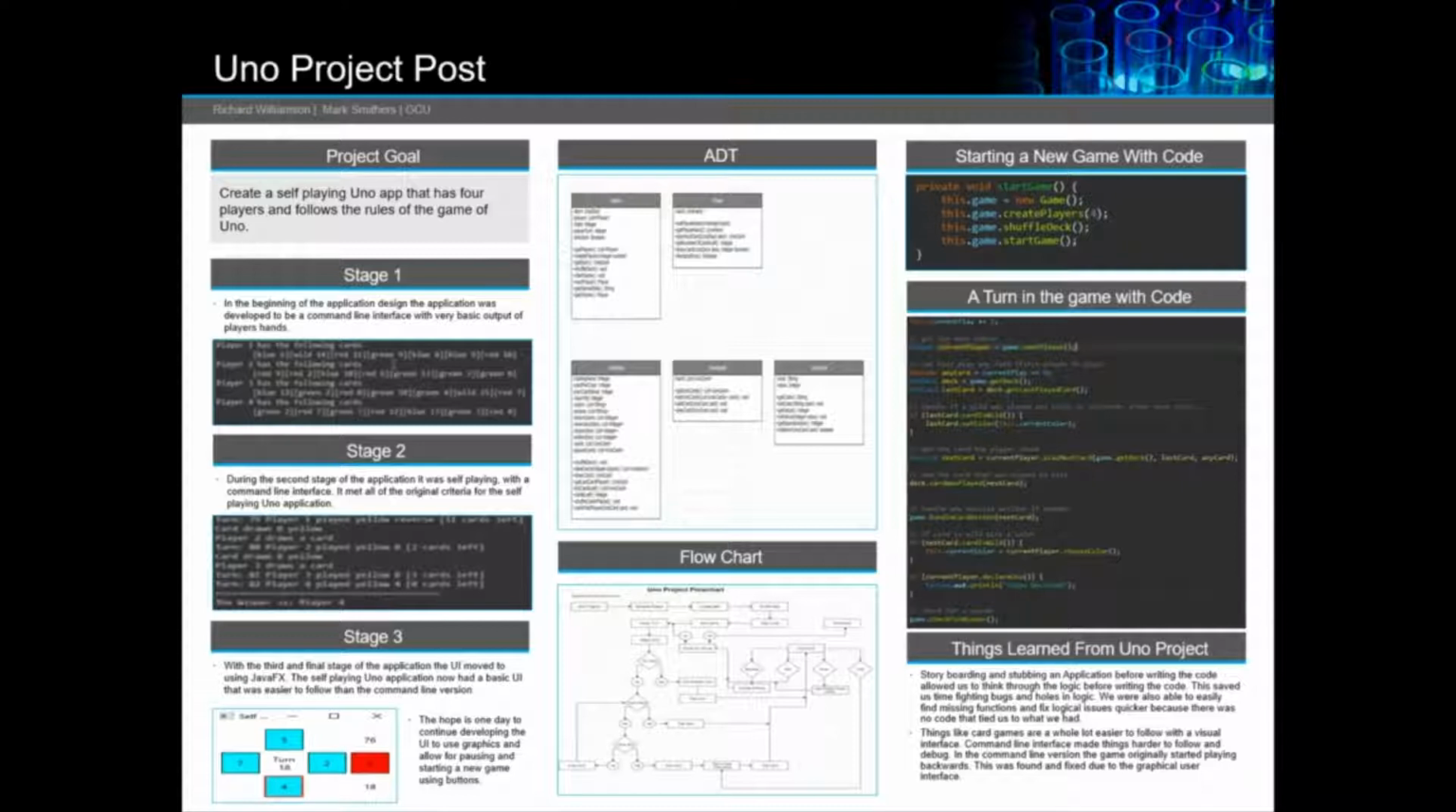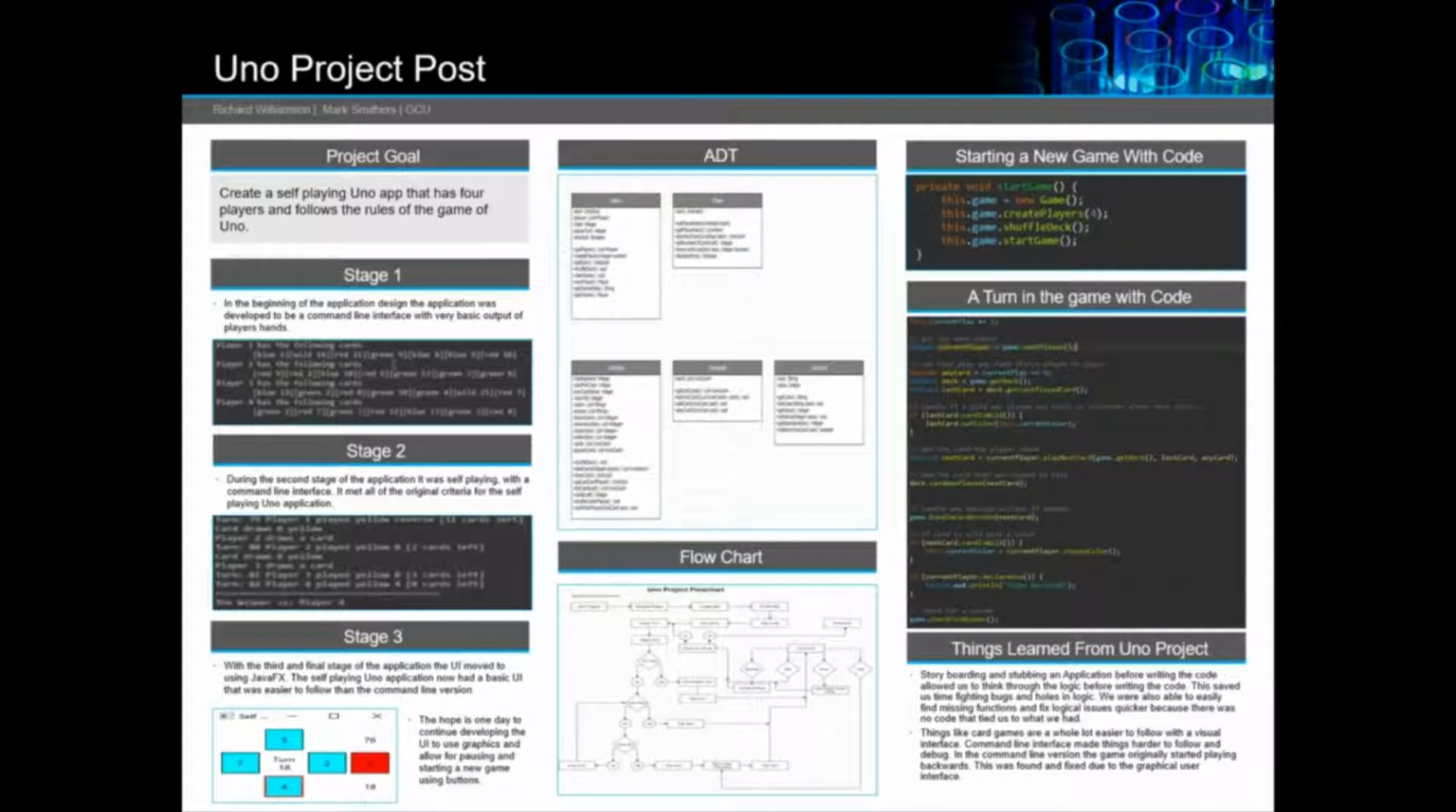Things like card games are a whole lot easier to follow with a visual interface. Command line interface made things harder to follow and debug. In the command line version, the game originally started playing backwards. This was not found and fixed until we had a graphical user interface.